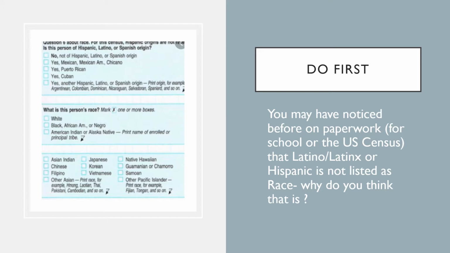So on the left, you could see a picture of the US Census. The first question reads, is this person of Hispanic, Latino, or Spanish origin? And then it gives you options. And then the next question is, what is this person's race? Why are those two different questions on the same form?